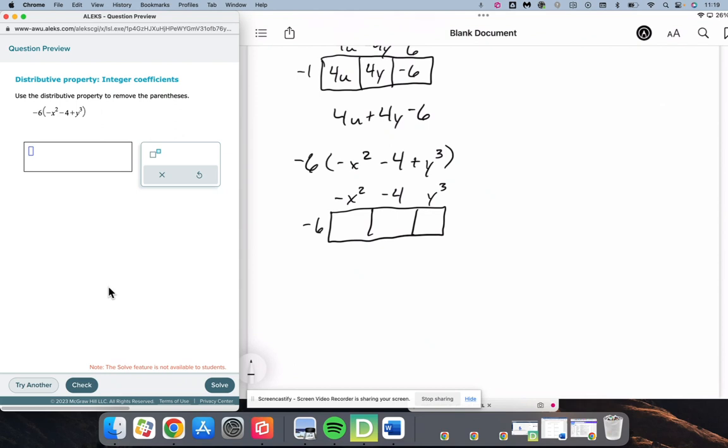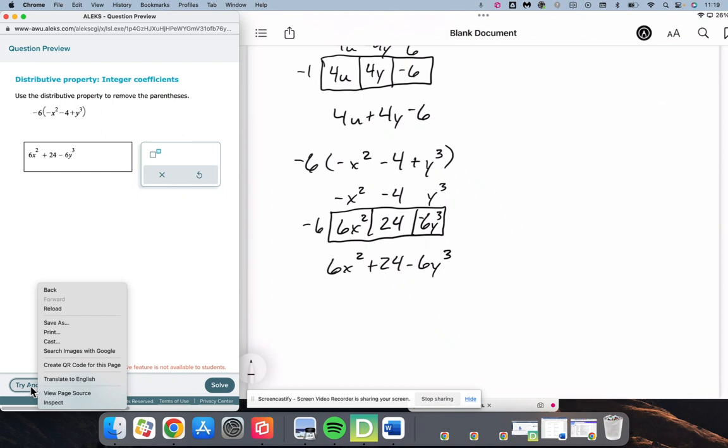-6 times, it's a -1 on that x. -6 times -1 is +6x squared. -6 times -4 is a +24. -6 times y is going to be -6y to the power of 3. So again, our answer is just what's left in the boxes. 6x squared plus 24 minus 6y to the power of 3.